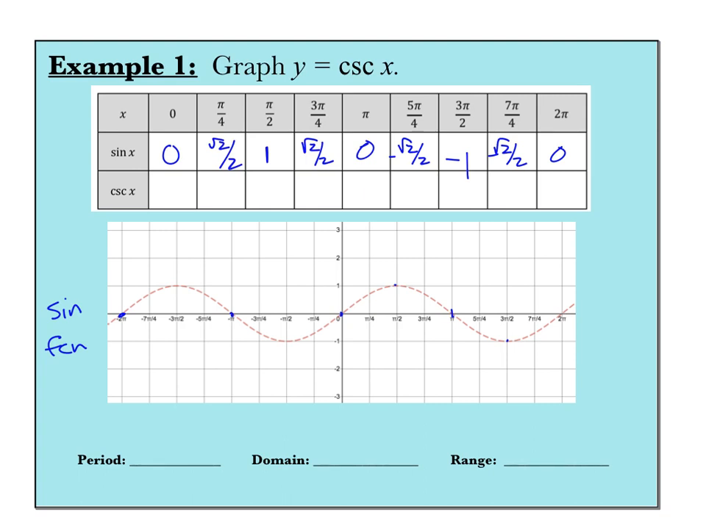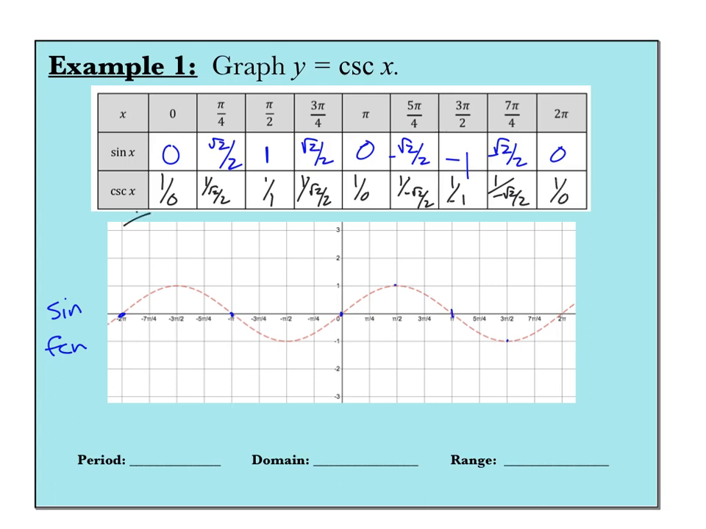So now cosecant says take whatever that is and put 1 over it. So that'd be 1 over 0, 1 over square root of 2 over 2, 1 over 1. Once again, 1 over square root of 2 over 2, 1 over 0, 1 over negative square root of 2 over 2, 1 over negative 1, again, 1 over negative square root of 2 over 2, and 1 over 0.